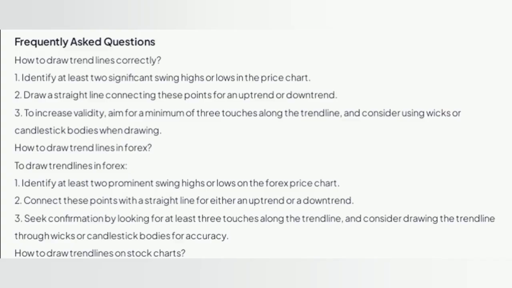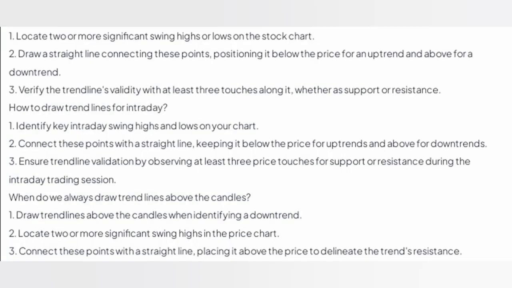How to draw trend lines on stock charts. 1. Locate 2 or more significant swing highs or lows on the stock chart. 2. Draw a straight line connecting these points, positioning it below the price for an uptrend and above for a downtrend. 3. Verify the trend line's validity with at least 3 touches along it, whether as support or resistance.